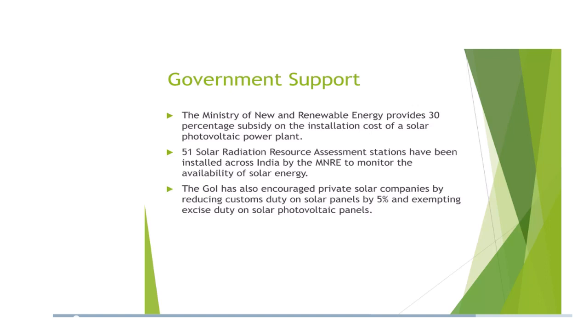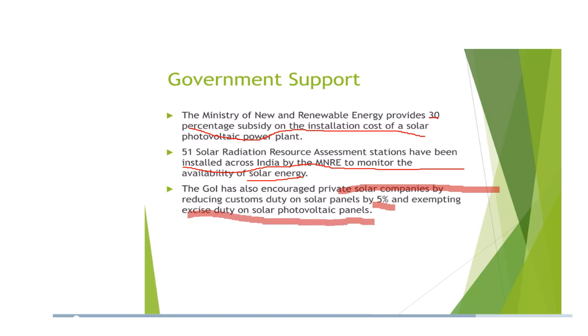The next slide contains government support. The Ministry of New and Renewable Energy provides a 30% subsidy to the installation cost of a solar photovoltaic power plant. 51 solar radiation resource assessment stations have been installed across India by the MNRE to monitor the availability of solar energy. The government has also encouraged private solar companies by reducing customs duty on solar panels by 5% and exempting excise duty on solar photovoltaic panels.